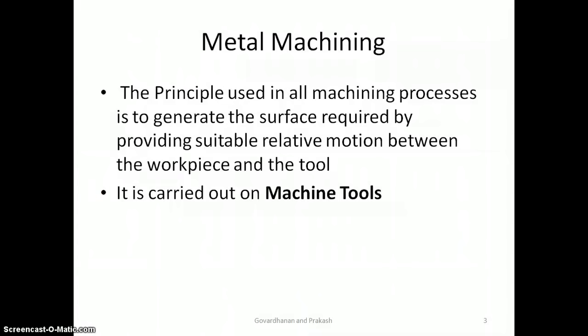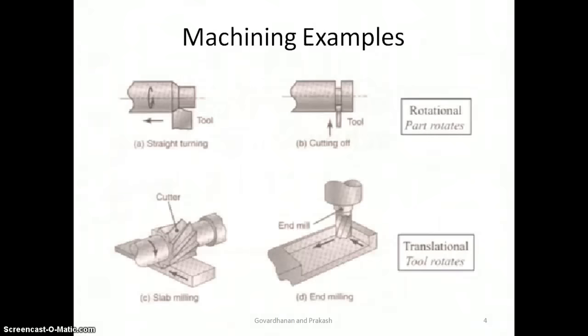Now let us first see metal machining. The principle used in all machining processes is to generate the surface required by providing suitable relative motion between the workpiece and tool. It is carried out on machine tools. That's why we call it metal machining. The machine tools may be classified broadly into machine tools for cylindrical work and machine tools for flat surface work. Here are some examples.